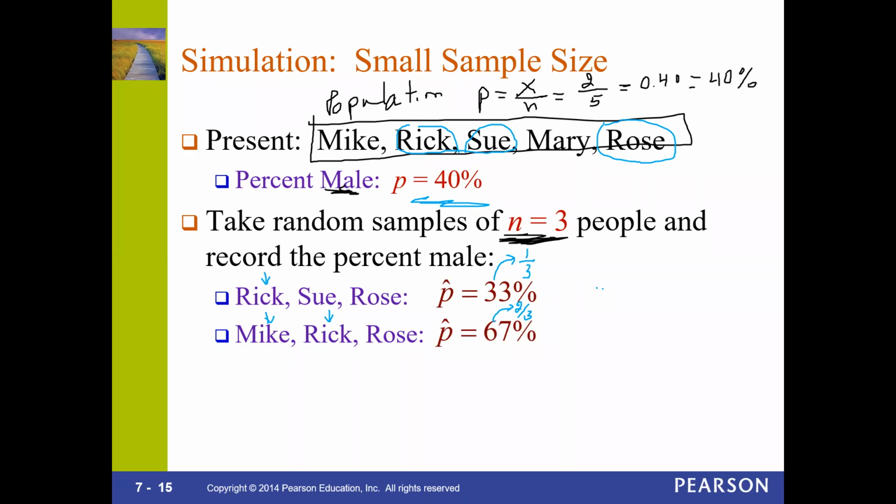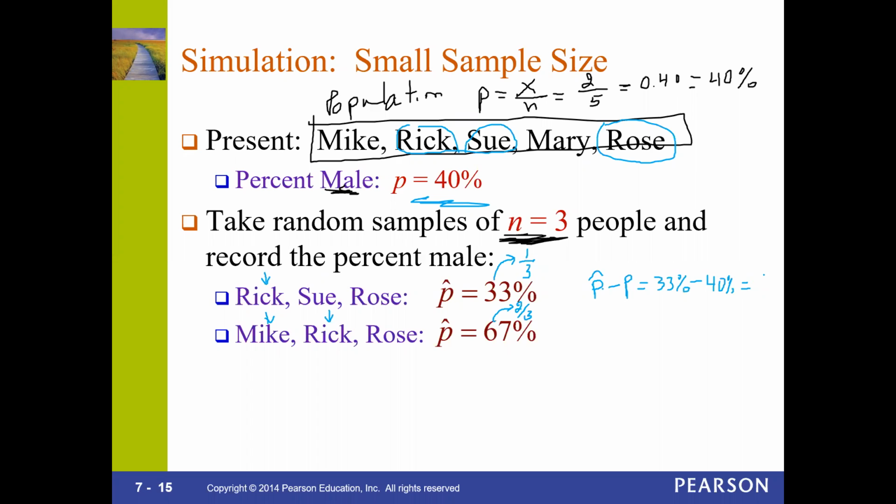Okay, that means this is what happened. What can I do? I can do P hat minus P. This is going to give me an error. If you do 33% take away 40%, this is going to give you about 13%, right? No, 40 take away 33, that's going to give you 7%.